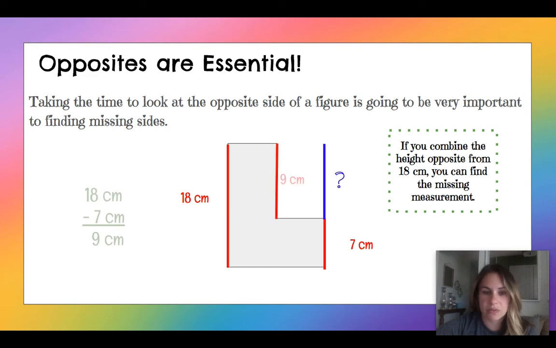So we're going to find that red side by subtracting 18 centimeters minus the 7 centimeters, and that will give us 9 centimeters. And so now we have found that little missing side right here.